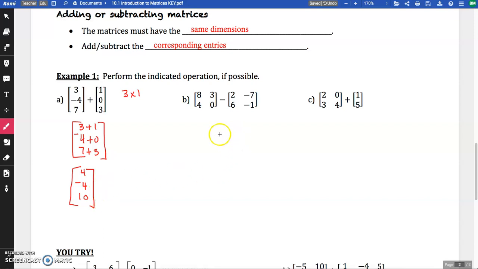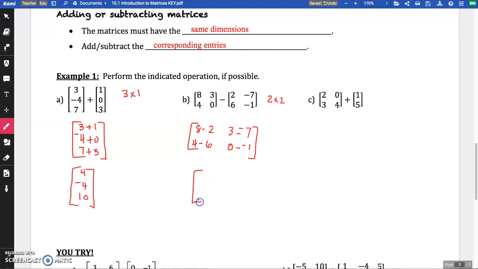Okay. Part B, I'm subtracting this time. So again, just like regular subtraction, order matters. These are both a 2 by 2, so that's good. And so I'll subtract entries in the same position. In the top left, I'm going to do 8 minus 2. Top right, I'll do 3 minus negative 7, right? Minus a negative. Bottom left, 4 minus 6. And then 0 minus negative 1. Notice I'm leaving some space in between my entries to keep track of everything.